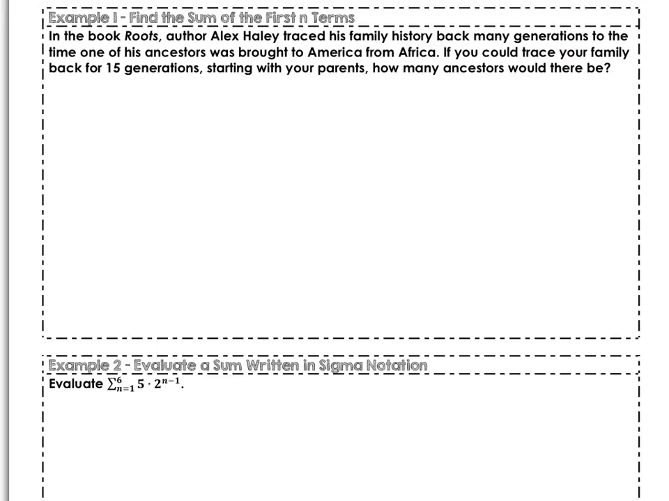All right, we're now taking a look at geometric series. And our first problem is actually a real-world problem, so make sure you read it very carefully. After reading it, hopefully you notice that the number 15 stands out. In the context of this problem, where I'm looking for the total number of ancestors, I'm dealing with a sum. And the total number of terms that I'm dealing with is going to be 15.